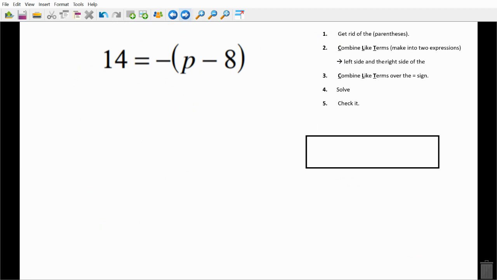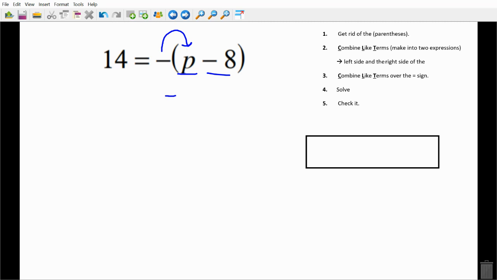All right, first time we're seeing parentheses. So let's get rid of them. What does it mean to get rid of parentheses? It means to multiply or distribute. There are 2 terms here, p and negative 8. What's a negative outside of parentheses mean? It means take the opposite. What's the opposite of p?